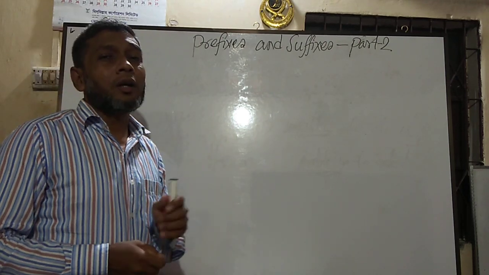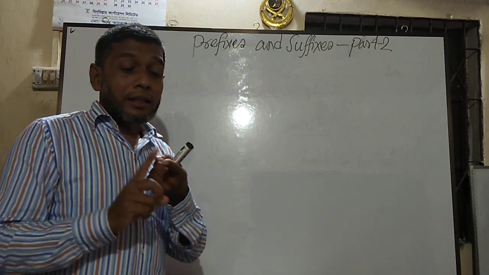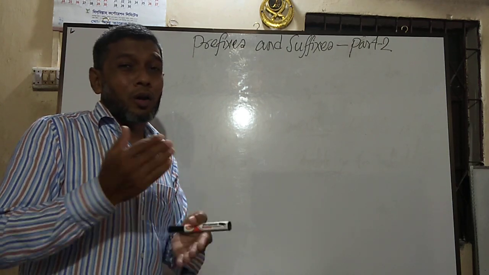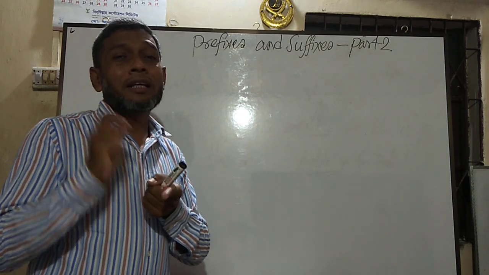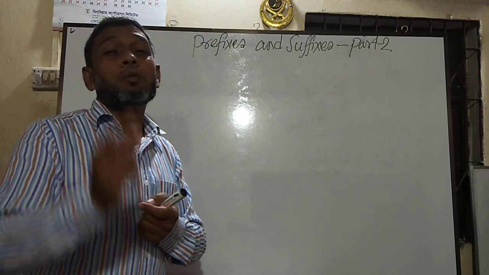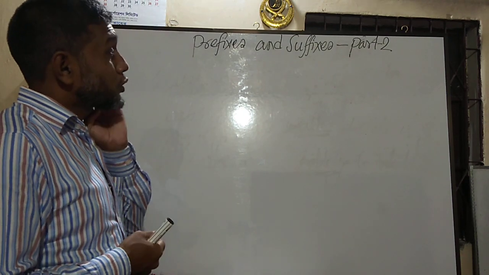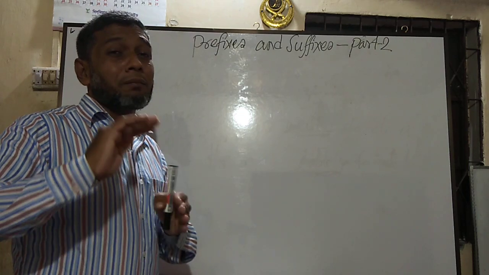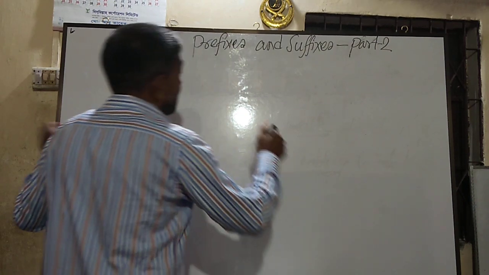And then I told you yesterday in my last class that there are just 2 techniques: if I add any prefixes and suffixes before or after a word, only 2 things happen. Number 1, either it will change its part of speech, or it will make an opposite word, that means it will make an antonym of the particular word. So today I am going to give you some examples about it.